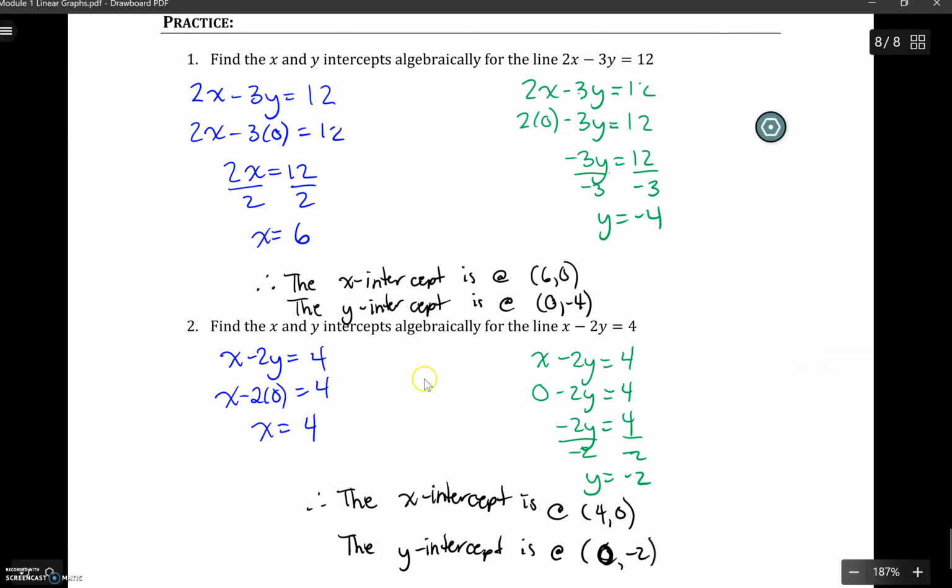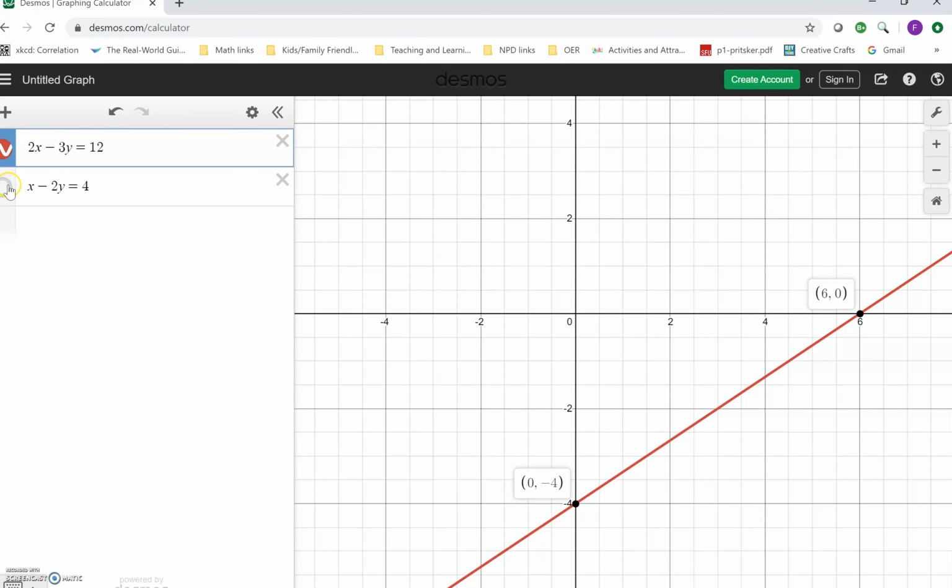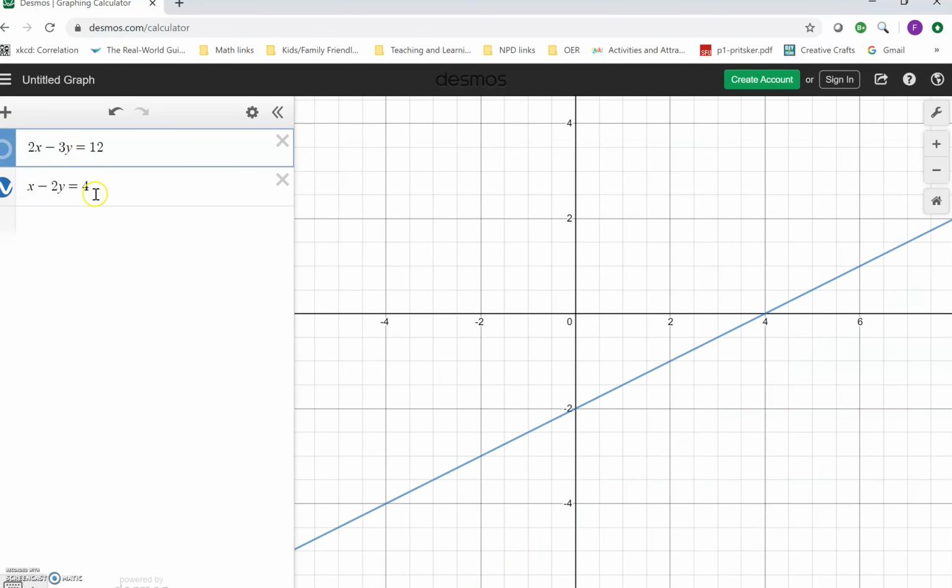Going to the other example, finding the intercepts for the line x minus 2y is equal to 4. We find the x-intercept to be equal to 4. We don't have to divide by a coefficient because x has a coefficient of 1 in this example. When we substitute in, we can easily get that x-intercept value. And the y-intercept is at the point (0, -2). Again, if we want to check by graphing, we can enter x minus 2y is equal to 4 into Desmos and confirm our x and y intercepts.